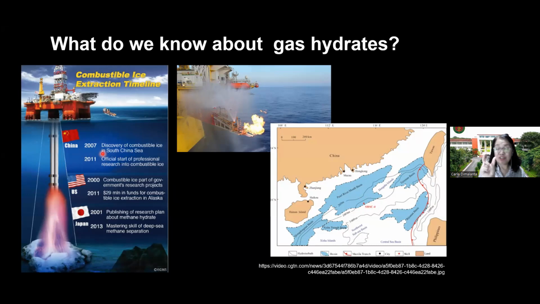So they're claiming a shorter amount of time compared to the US, where the combustible ice research project started in 2000, but it was only in 2011 when they did ice extraction in Alaska. So parang they're showing off that they can do it in a shorter amount of time. The same thing for Japan, which was supposedly one of the earliest to find gas hydrates, but only mastered the skill of deep sea methane separation only in 2030.